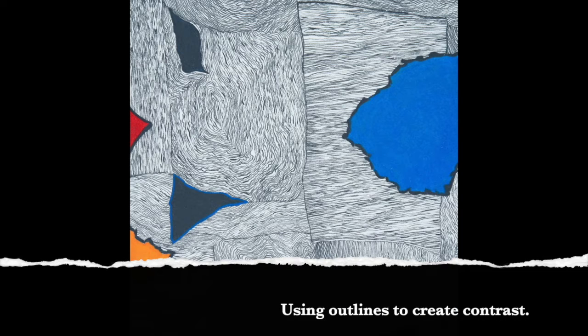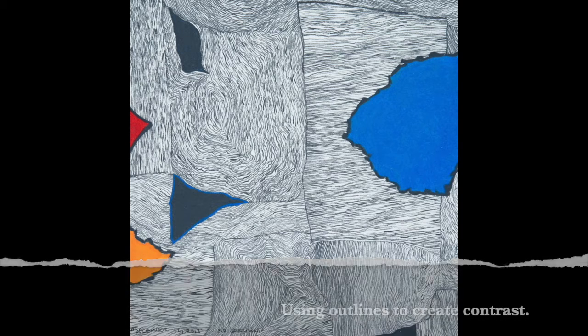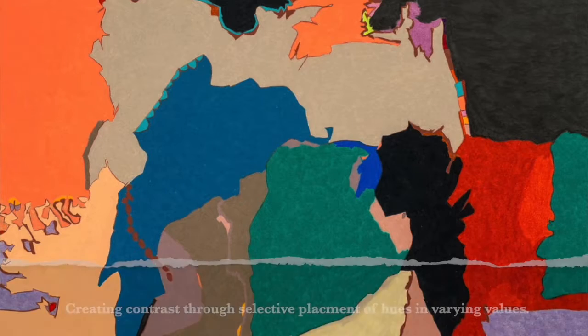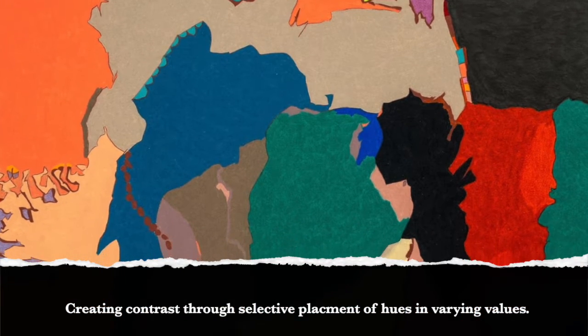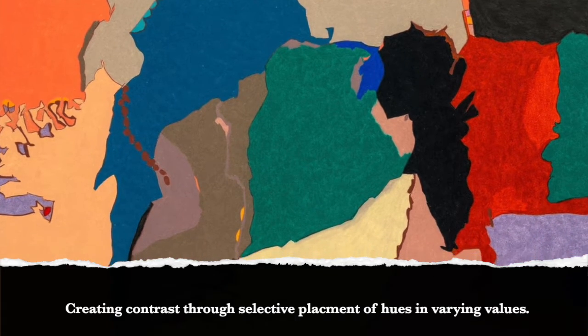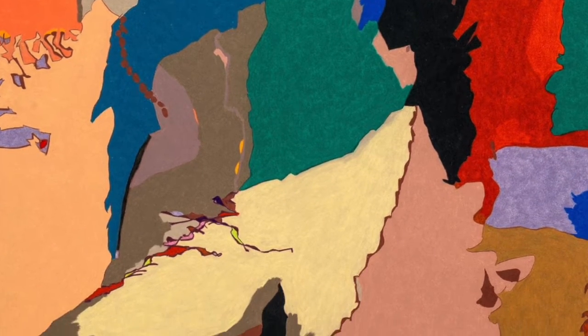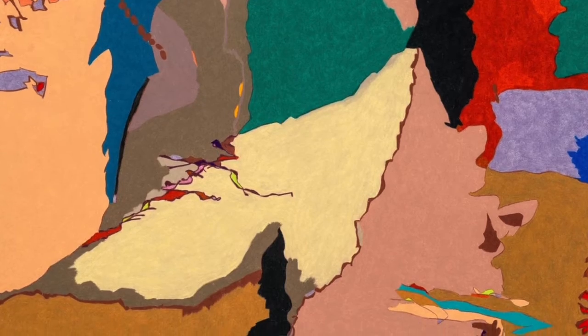We can see how in this work he chose to outline his patches of color, which helps separate them from the background. In this work, we can see how he places colors of different value alongside one another that helps to create contrast as well.